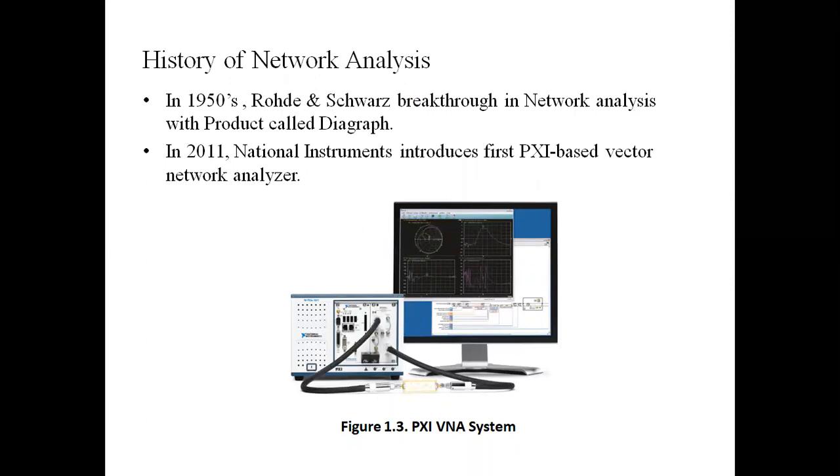In the early part of the 1950s, Rohde & Schwarz had achieved a breakthrough in network analysis with the product called the ZPD diagraph. Until then, network analysis had been limited to manual measurements of the standing waves in a slotted line. That ZPD covered a frequency range of 30 megahertz to 300 megahertz.